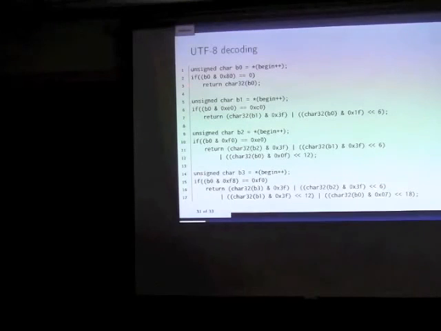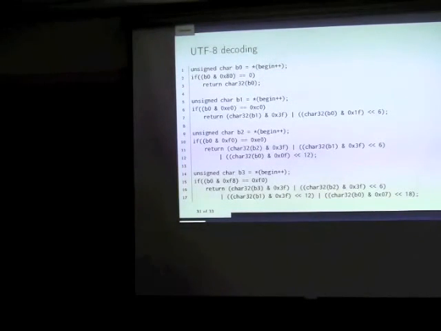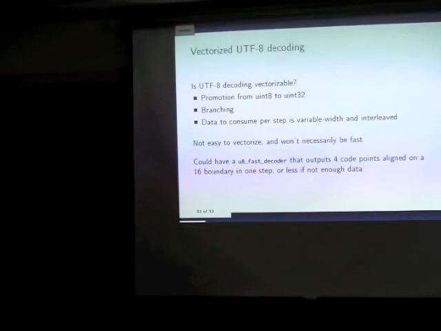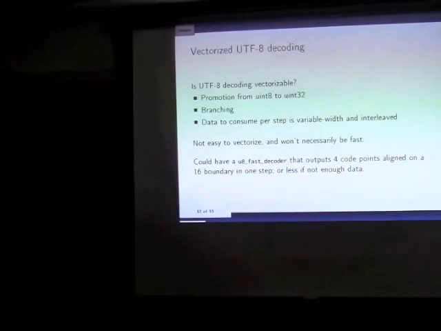There are other problems. You've got branches. You've got promotion, because SIMD uses fixed width, so when you promote, you're going to have to split across several registers. So it's not really something that's very easy to vectorize. Nevertheless, since I also work on the SIMD library, I wanted to be able to vectorize it. The three problems are promotion, branching, and data to consume that has variable step width, and the data is interlinked. You don't have all the first characters, then all the second characters. You have the first, second, this, and that.